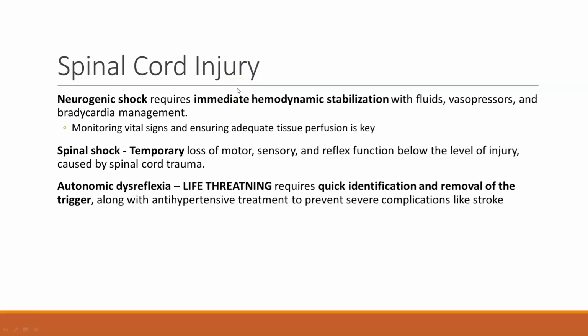So complications. These are the big three that you'll see. Neurogenic shock requires immediate hemodynamic stabilization with fluids, vasopressors, and bradycardia management. We're going to make sure that we have frequent vital signs. This is where it's really important to maintain the MAP. Versus spinal shock, which is this kind of temporary loss of motor, sensory, or reflex function below the level of the injury caused by spinal cord trauma.